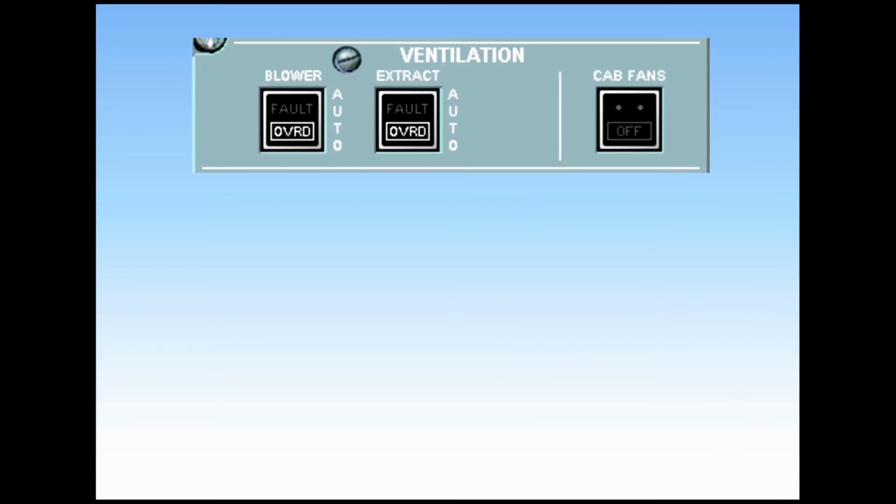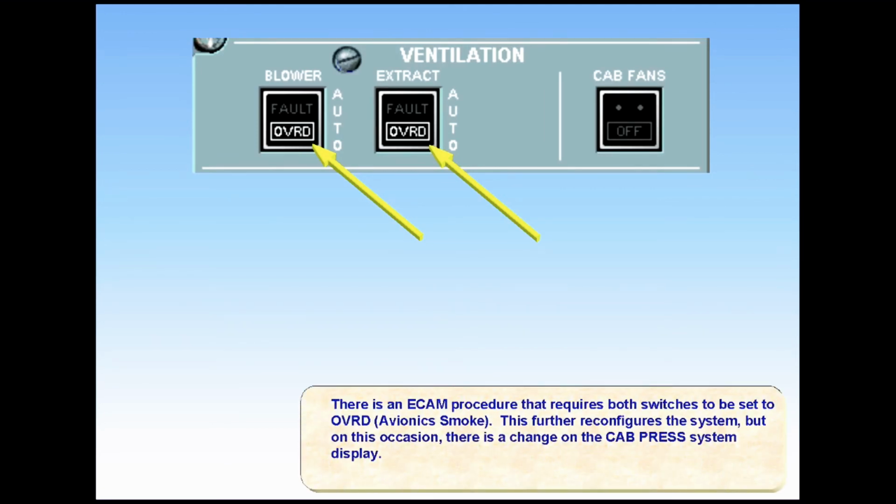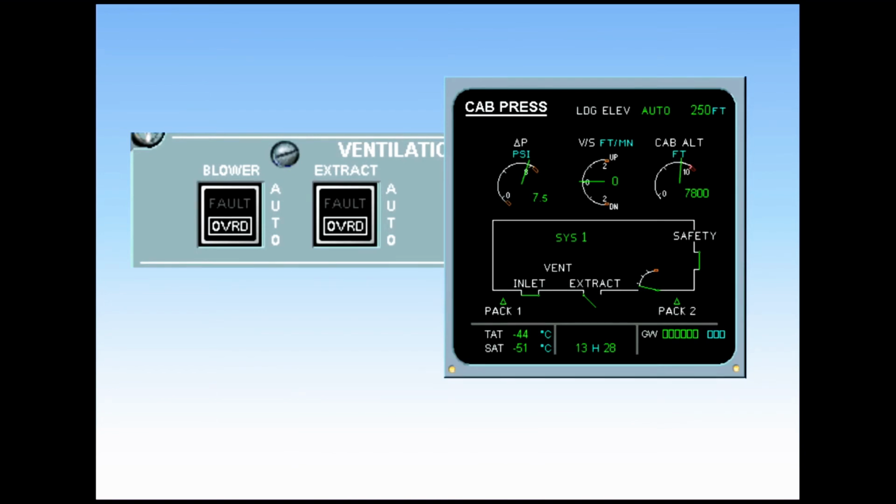There is an ECAM procedure that requires both switches to be set to override for avionics smoke. This further reconfigures the system, but on this occasion there is a change on the cabin pressure system display. The extract valve indication shows partly open. This is telling you that a small internal flap has opened, allowing air from the ventilation system to be discharged overboard. This configuration is used in the avionics smoke procedure.